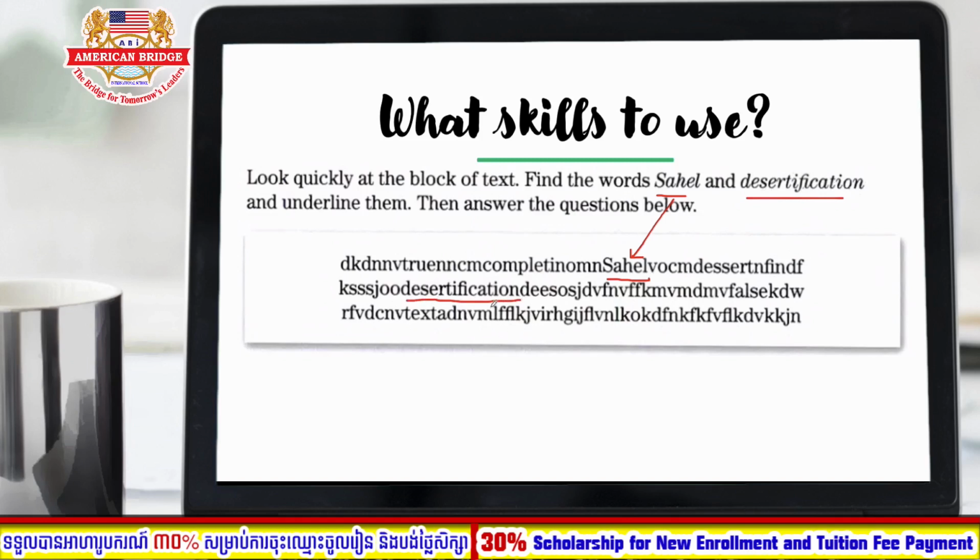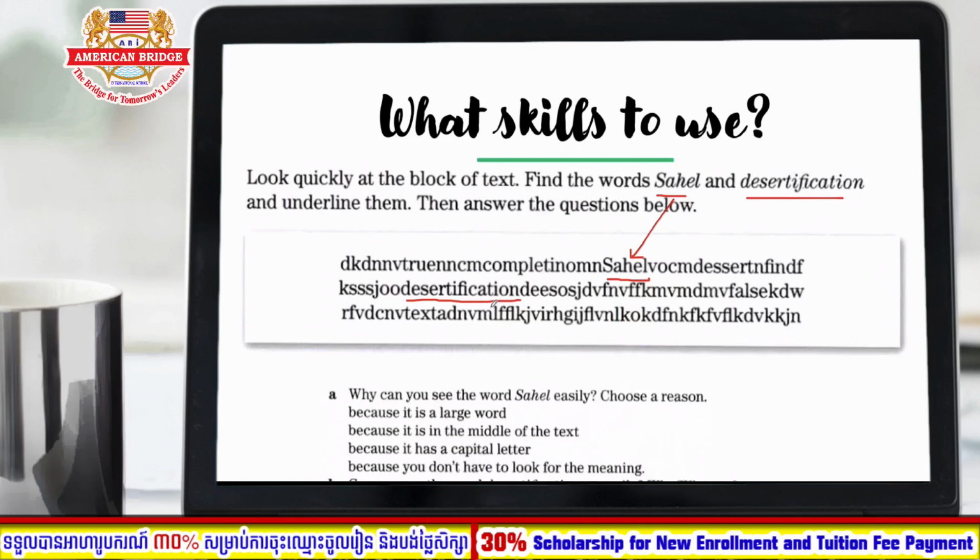So here is the skill that you use in order to find the information in the reading passage. What is the skill that you need to use in order to do that? Is it skimming or is it scanning? Clearly it is scanning, because you need to look for detailed specific information. So let's look at this example right here. We have two words, so here are some questions to reflect on the skill that you need to use.